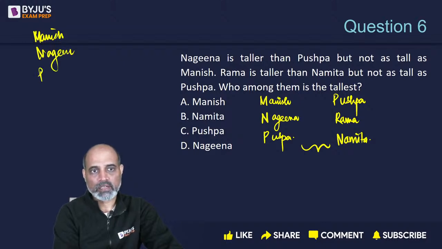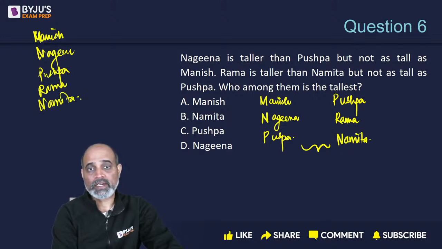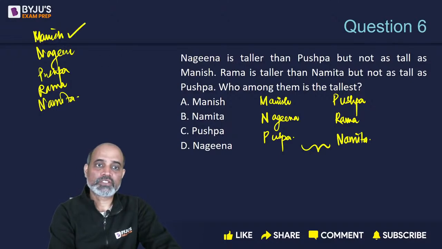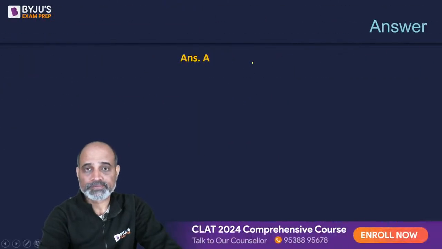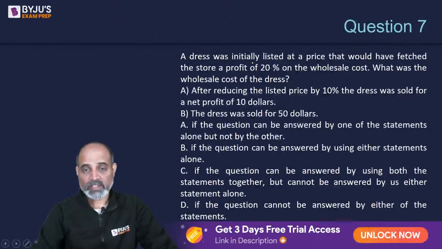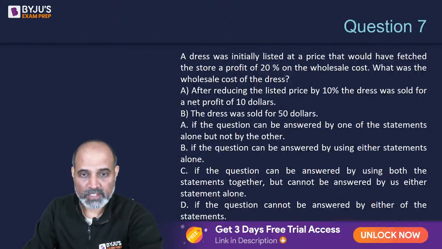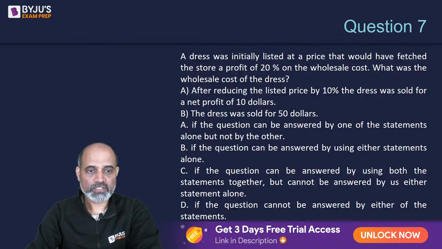If we combine both of them, we will be getting, let's write it over here, Manish, Nagina, we will have Pushpa, then we will have Rama, and then we will have Namita, right? Who among them is the tallest? So Manish, right? Okay.